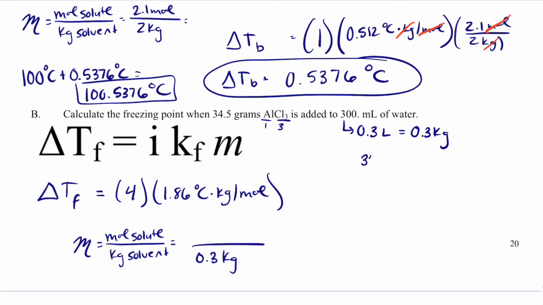So I'm going to take 34.5 grams of aluminum chloride. The molar mass of aluminum chloride is 133.33 grams of aluminum chloride for every 1 mole of aluminum chloride. And so when I do that, I get 0.259 moles of aluminum chloride.